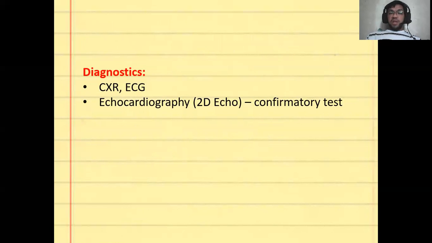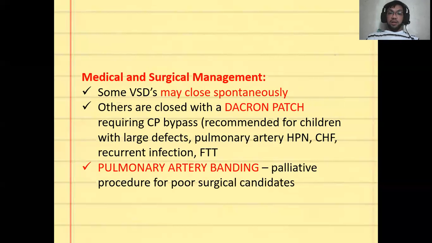Diagnostics: chest x-ray or ECG may be done, but the confirmatory test for all types of congenital heart defects would be 2D echo or echocardiography. So that's the diagnostic procedure. They are just going to use a sonogram in order to detect the defect.